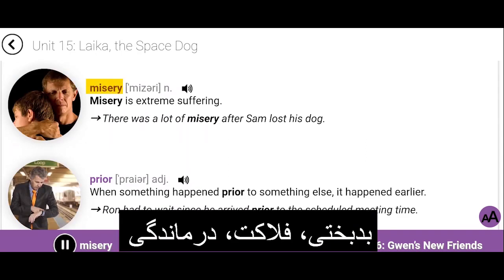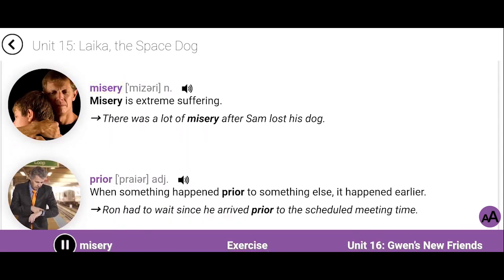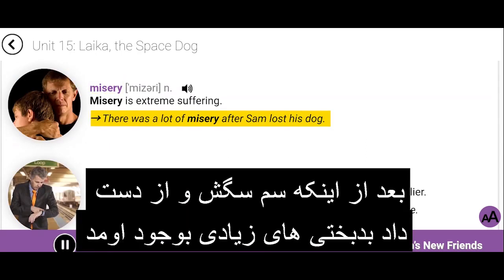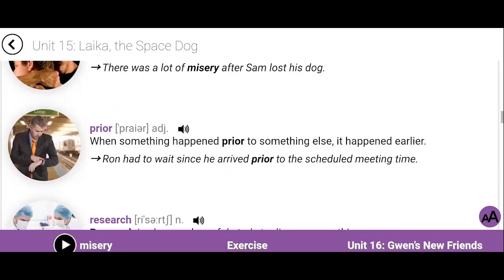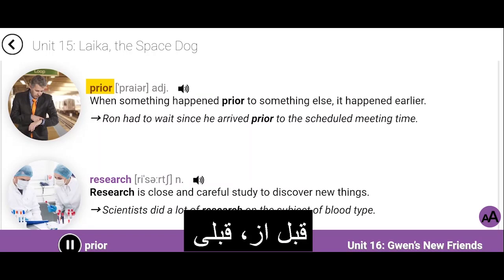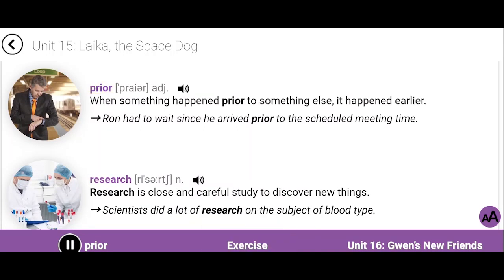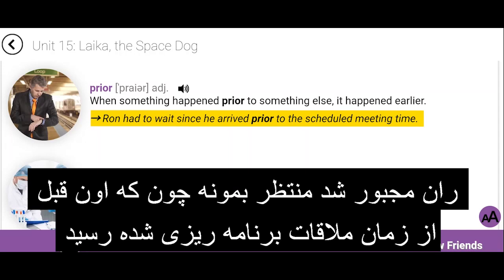Misery. Misery is extreme suffering. There was a lot of misery after Sam lost his dog. Prior. When something happened prior to something else, it happened earlier. Ron had to wait since he arrived prior to the scheduled meeting time.